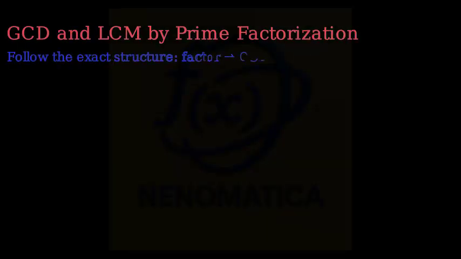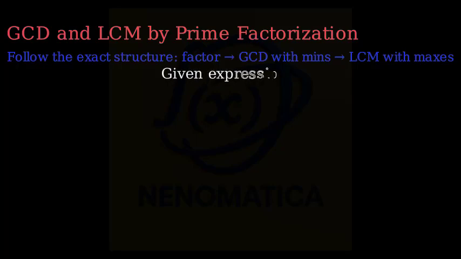We are going to find the greatest common divisor and the least common multiple of two algebraic expressions. The expressions are 32a cubed and 16ab squared. We will follow a clear three-step plan. Prime factorize, then use minimum exponents for the greatest common divisor and maximum exponents for the least common multiple.